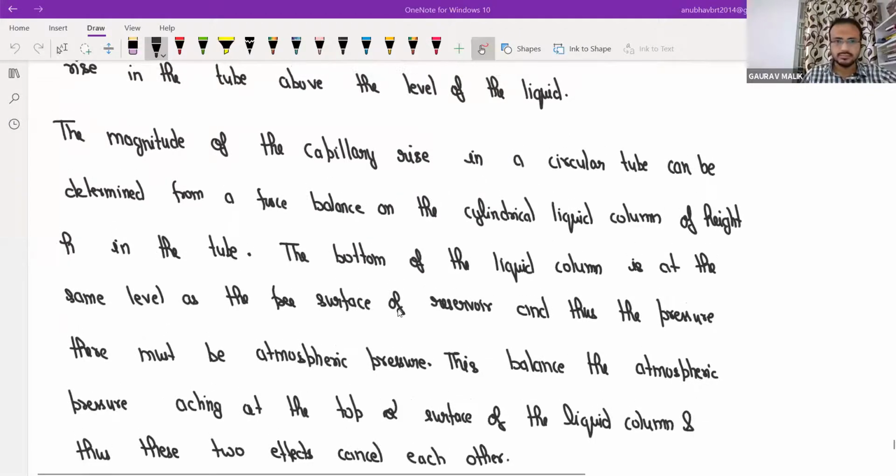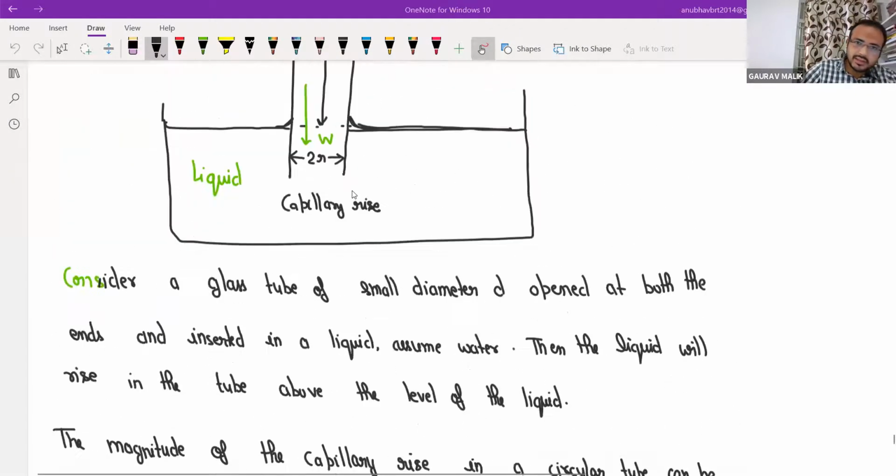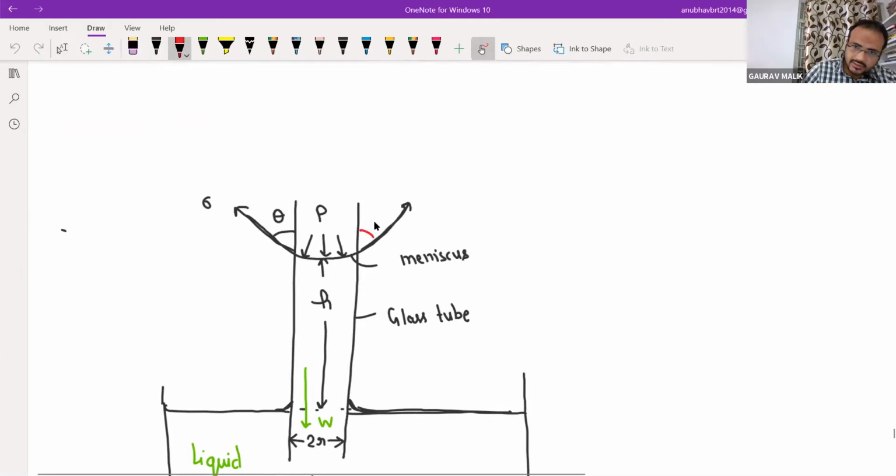Rohit, capillary rise in the same liquid, in water only, not other liquid. Sir, where is phi located? Just a minute. Again, the concept of phi is same. The phi will be here. This is the phi. Then you need to make balance its vertical component with the weight only.